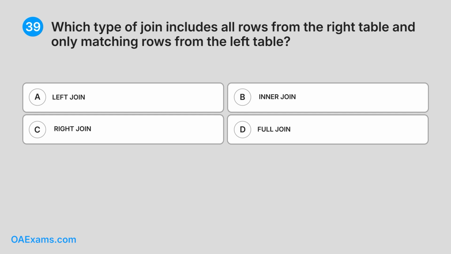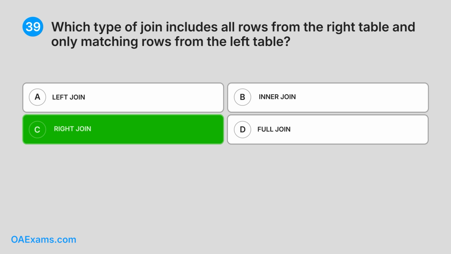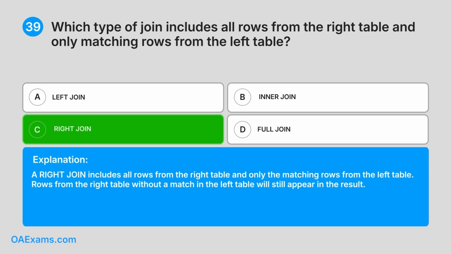B. Inner join. C. Right join. D. Full join. Can you guess the answer? Correct answer. C. Right join. Explanation. A right join includes all rows from the right table and only the matching rows from the left table. Rows from the right table without a match in the left table will still appear in the result.